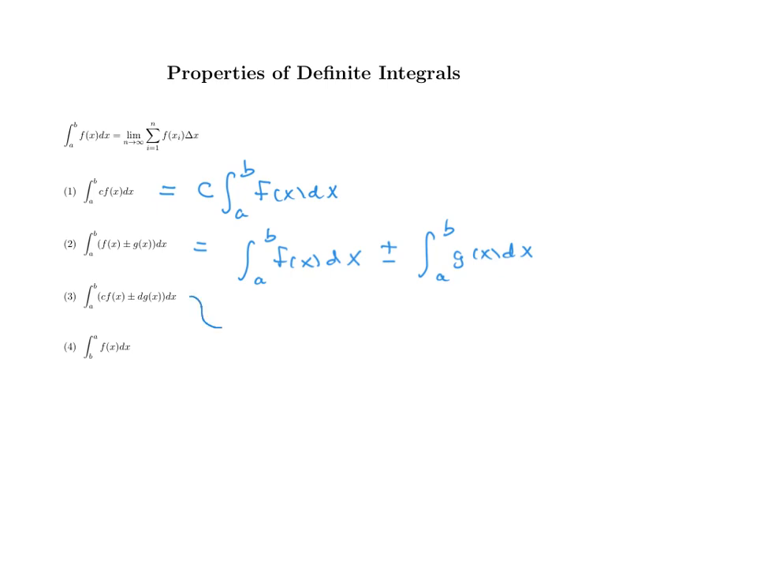And for this reason, this is equal to, it's the same thing as c times the integral from a to b of f of x dx plus or minus some number d times the integral from a to b of g of x dx. In this last property, notice that the a and the b are switched. Now b is the lower bound and a is the upper bound. Will that have any effect on the answer to the definite integral? And it turns out the answer is yes.